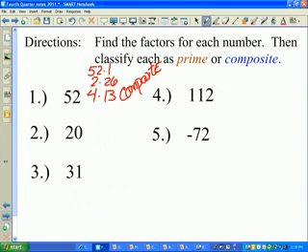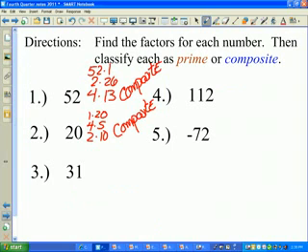For number 2, we have 20. So we can say 1 times 20. We can say 4 times 5. We can say 2 times 10. So we have more than just one set of factors, more than 1 and itself. So this is also a composite number.